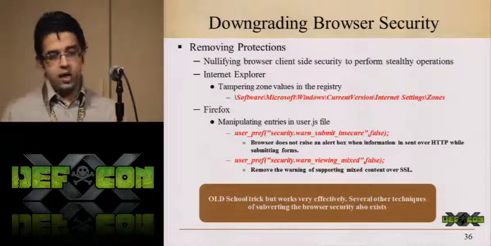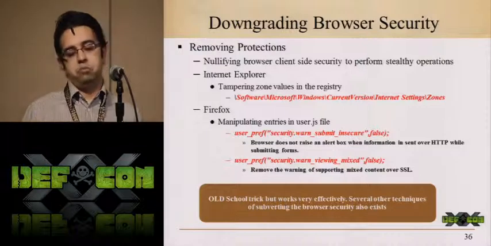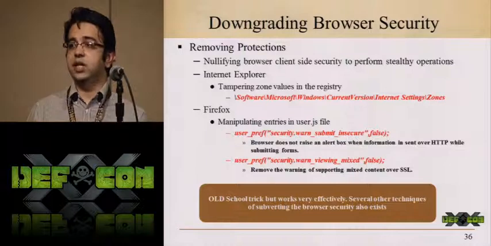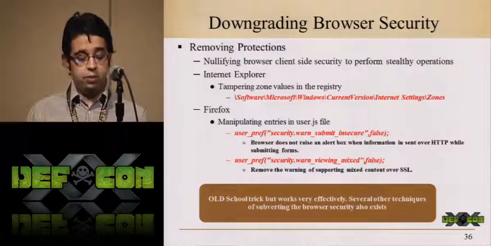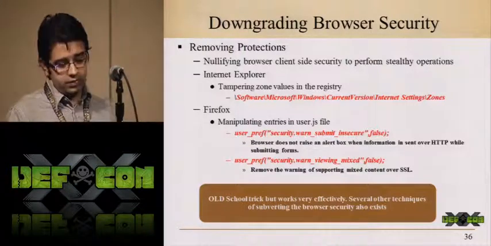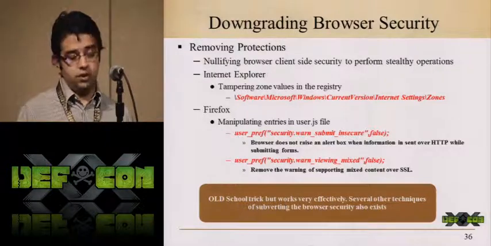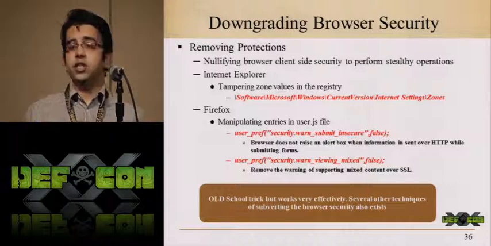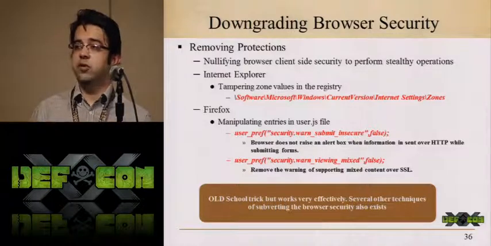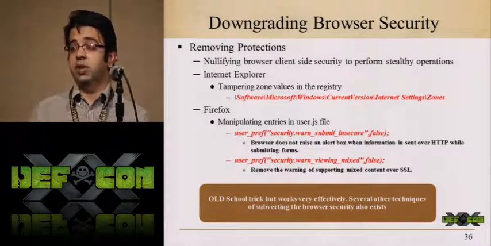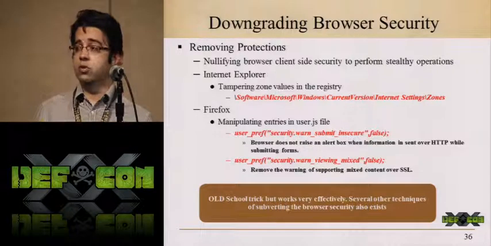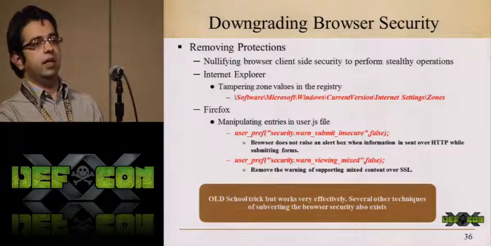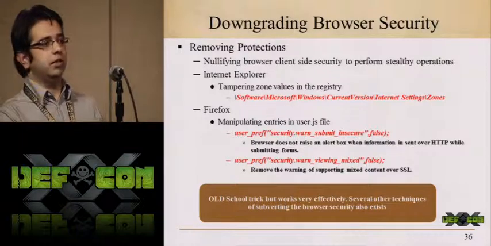And in order to do that, just very simple things, most of the malware actually implements these. They try to manipulate the zone entries in Internet Explorer, and then manipulate Firefox entries by configuring some parameters in the user.js file. The only idea is that they try to remove all the HTTP level notifications. For example, over SSL, they want to remove all those kinds of notifications.